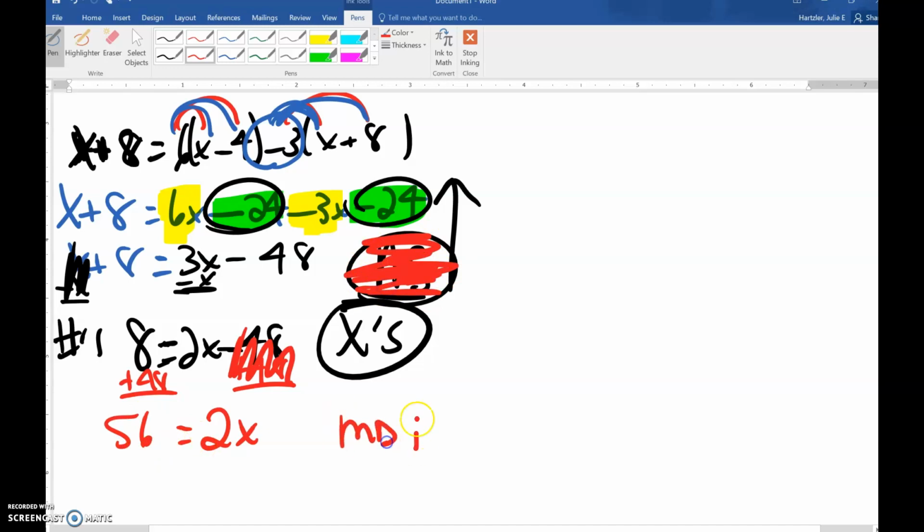So now I'm going to undo multiply and divide. To get rid of multiplying by 2, I'm going to divide by 2, both sides. So x equals, what do I get, 28 there?